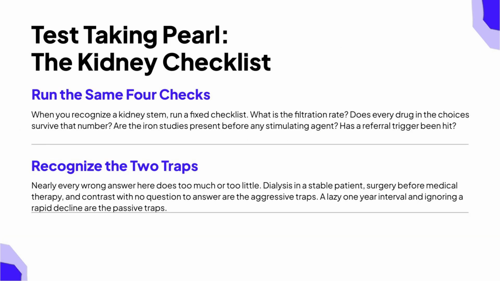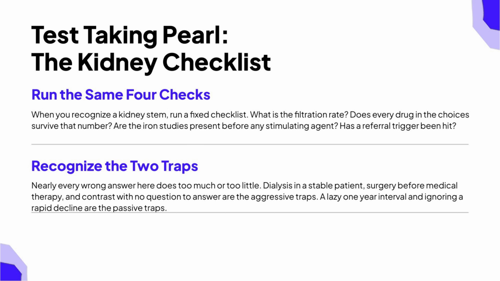Here's the pearl that ties it together. Build a CKD checklist and run 4 checks every time. 1. What's the estimated GFR? Find it before any answer choice. 2. Does every drug survive that number? 3. Are the iron studies present before anyone reaches for a stimulating agent? 4. Do calcium, phosphate, and PTH tell one story? And has this patient hit a referral trigger? That turns a long stem into 4 fast questions.